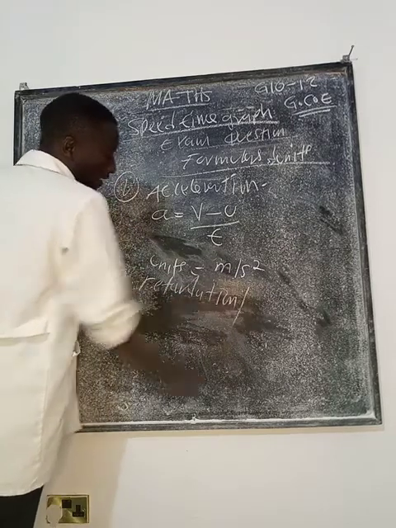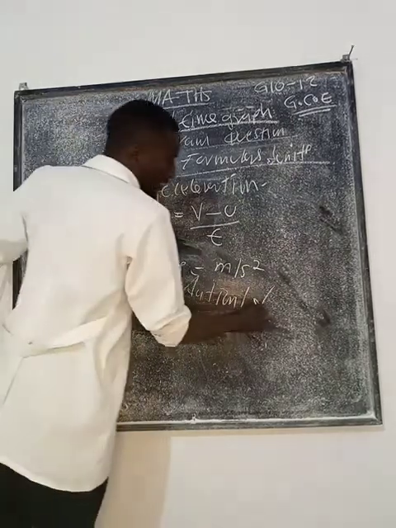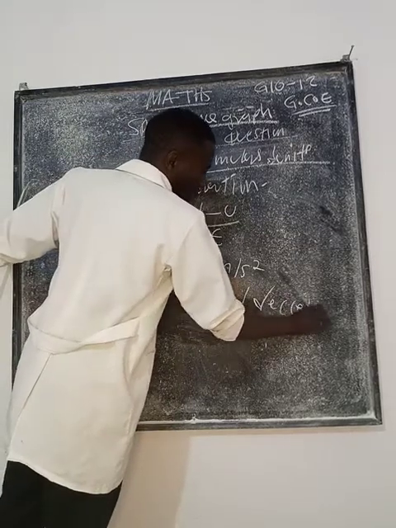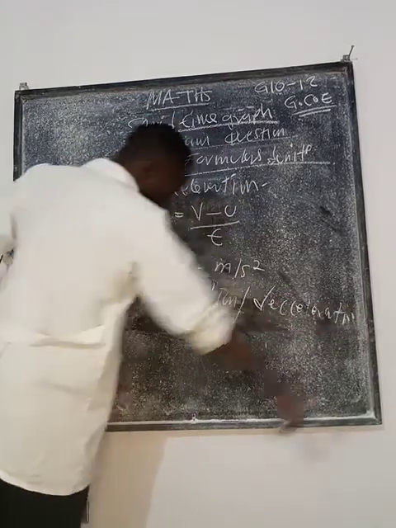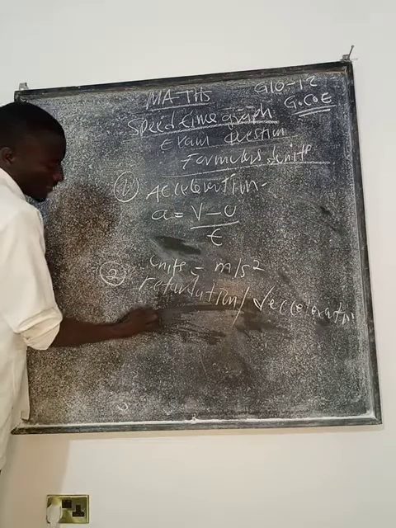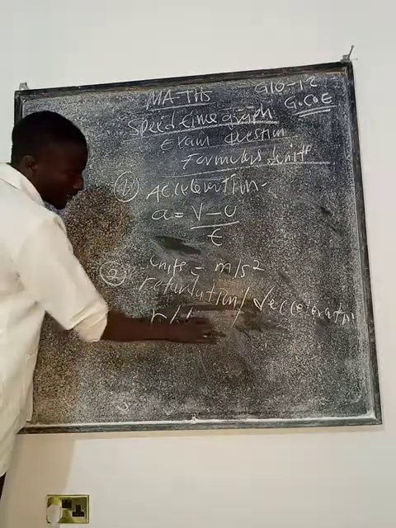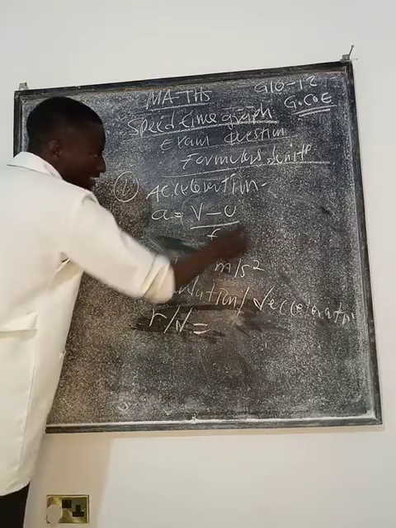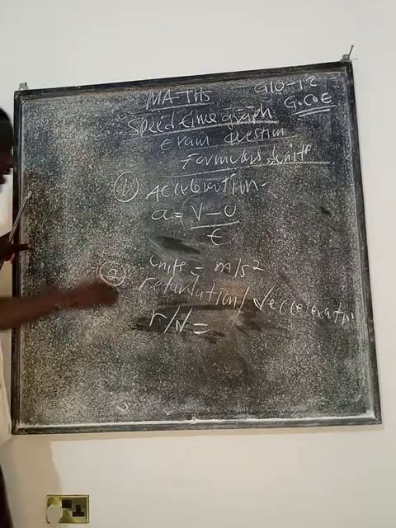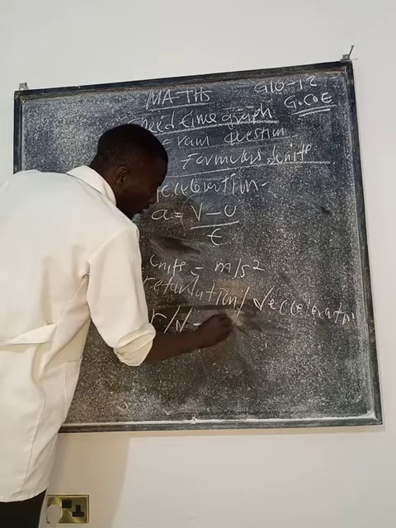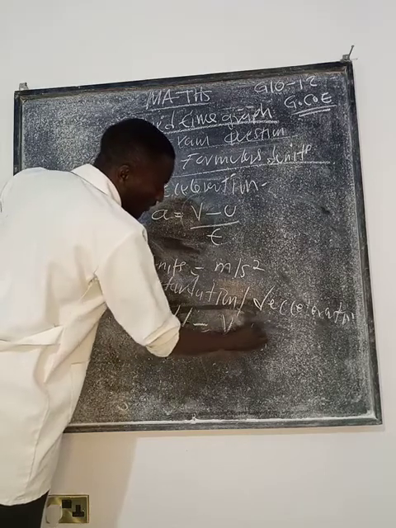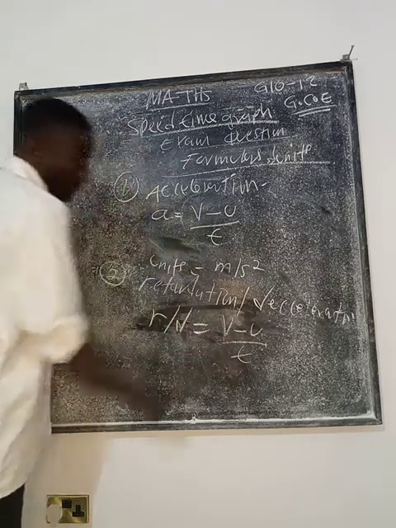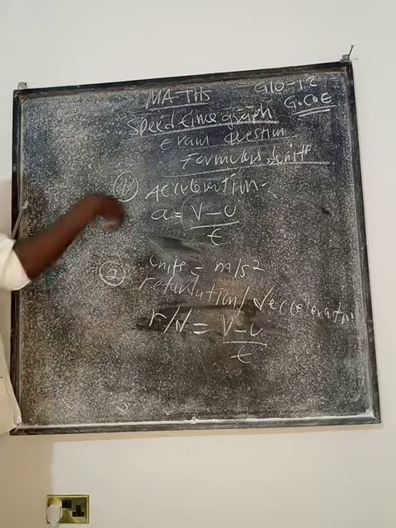Retardation. The other name for retardation is deceleration. To decelerate is to slow down. So you can use R, T, D, and still maintain the same formula. You say final minus initial over time.